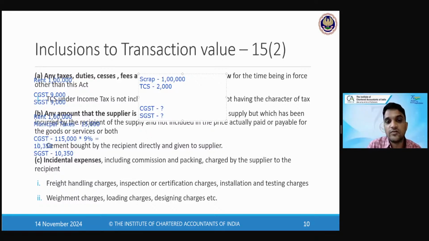So your base value will not be that you deduct 2000. You will collect it. This is TCS. You will add the TCS and TDS you deduct. So you're not deducting, you're adding it. Okay. So now you tell me what will be the GST. Will it be on 1,02,000 rupees at 9%, 9% each?